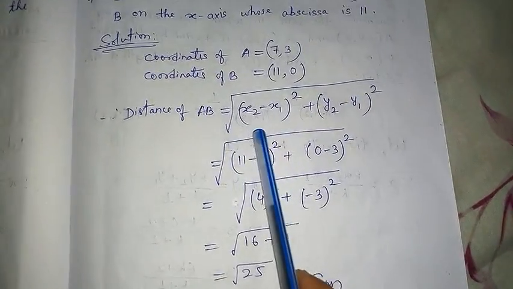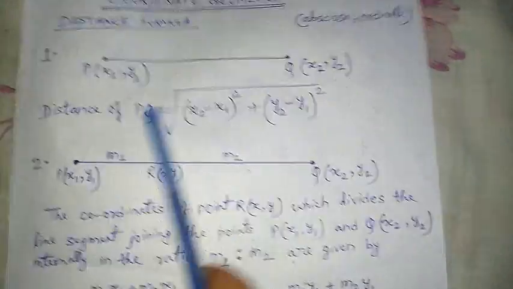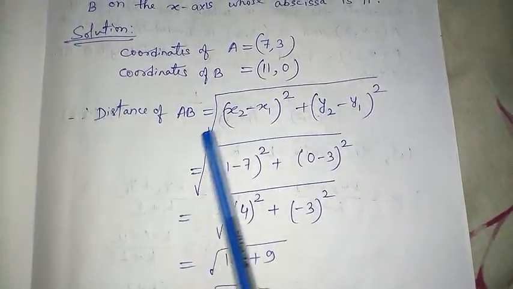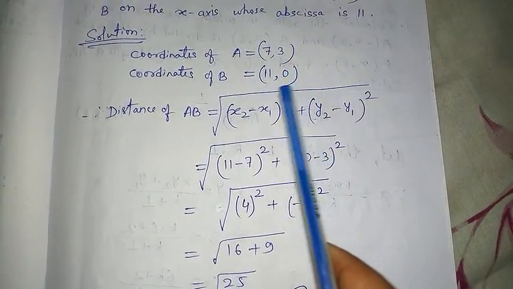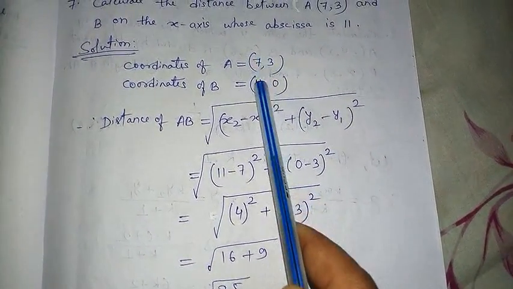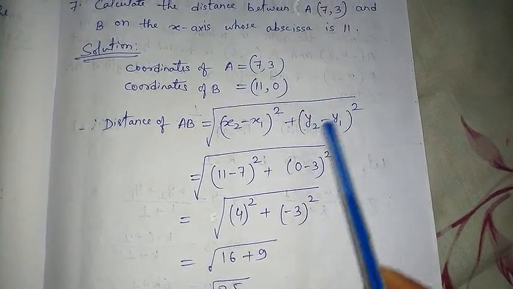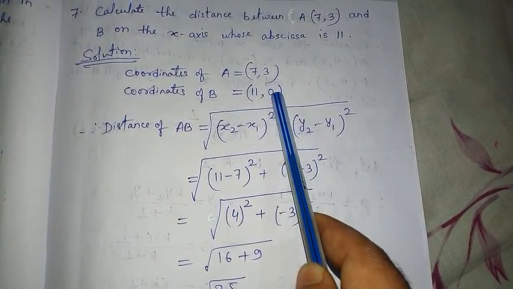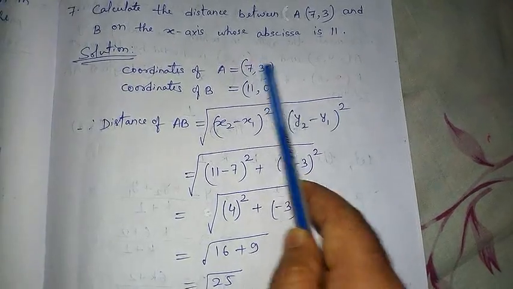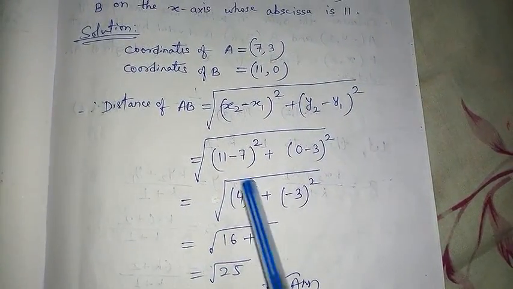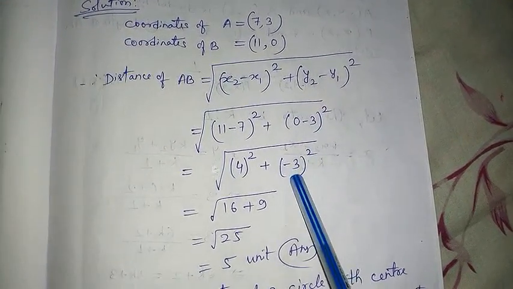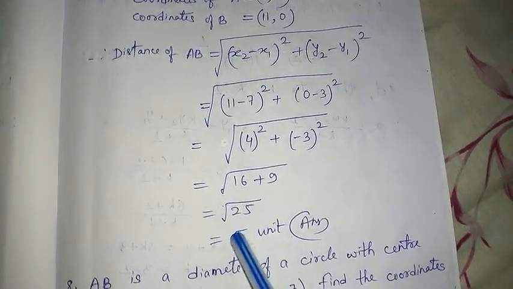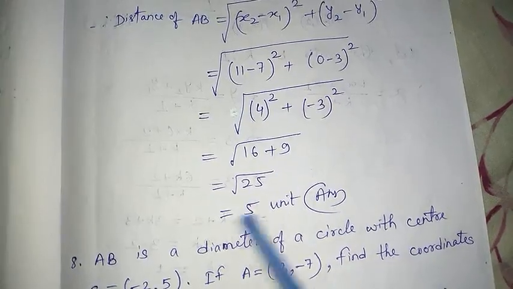Now distance formula is, yesterday only I have taught you the first formula, distance formula that I will use. Distance of AB is square root of x2 minus x1 whole square plus y2 minus y1 whole square. Here x2 is 11, x1 is 7. 11 minus 7 whole square, and plus y2 minus y1 means this is y2, this is y1. So 0 minus 3, 0 minus 3 whole square. 11 minus 7 is 4, 4 square is 16. 0 minus 3 is minus 3 whole square is 9. And both of you add 25, root 25 means 5 answer.